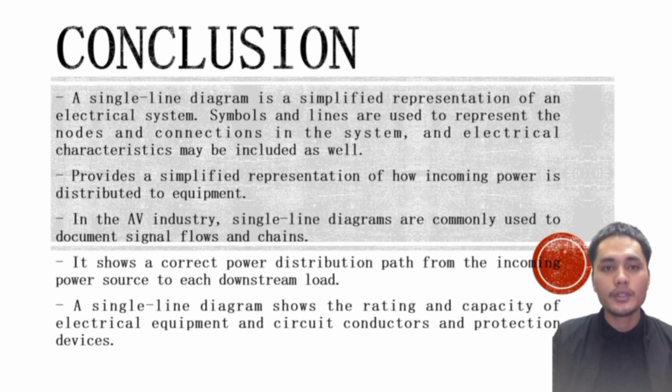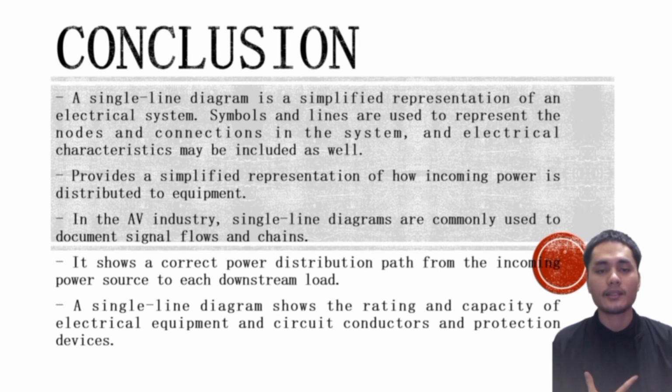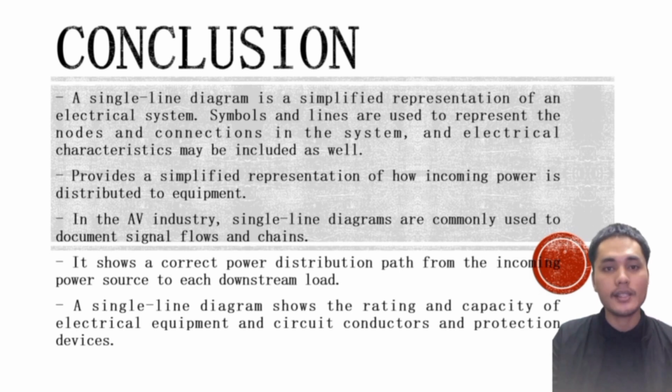For today, I would like to talk about the conclusion of my group project. So in conclusion, a single line diagram is a simplified representation of an electrical system. Symbols and lines are used to represent the nodes and connections in the system. And electrical characteristics may be included as well.